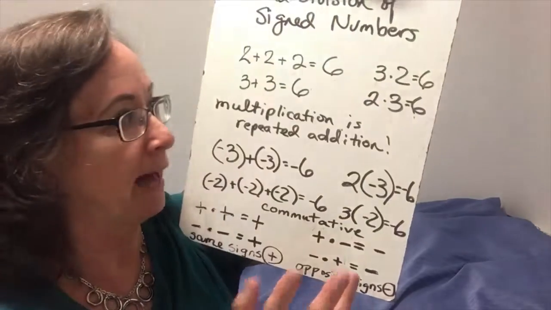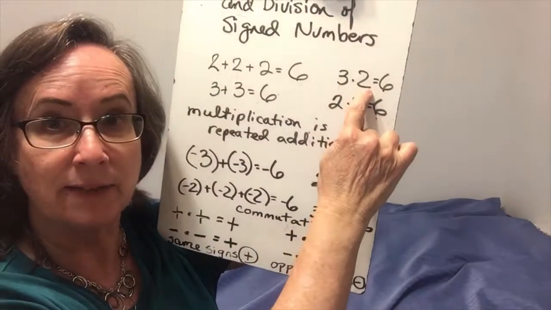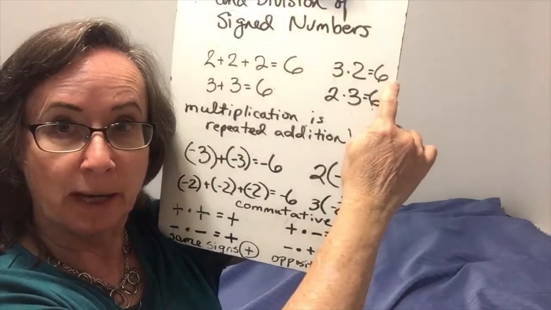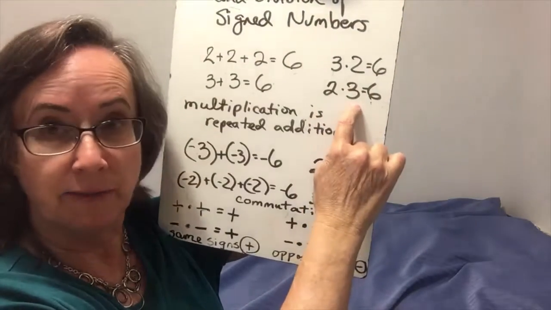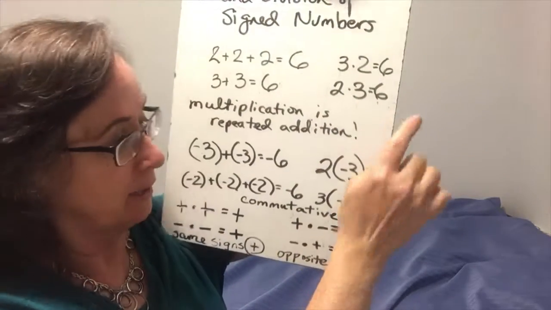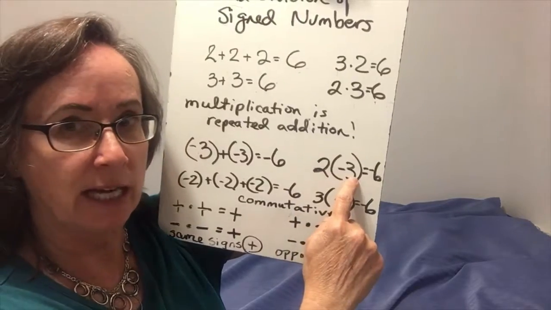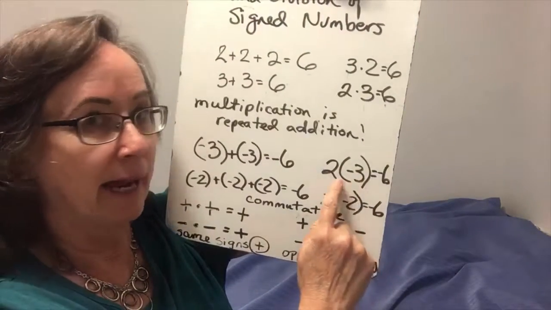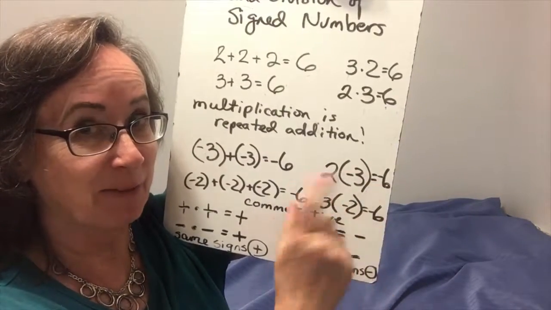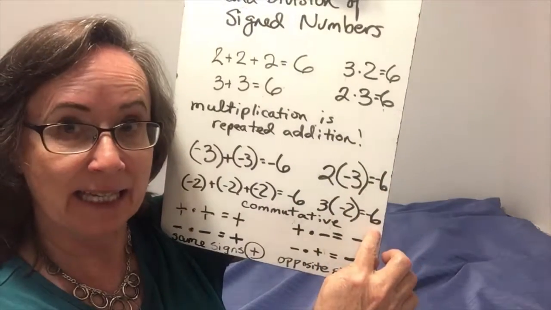But let's look at the pattern. I multiplied 2 positives together, and I got a positive. 2 positives together, and I got a positive. And then I multiplied a positive and a negative and got a negative. If I switch them around, I get a negative number.